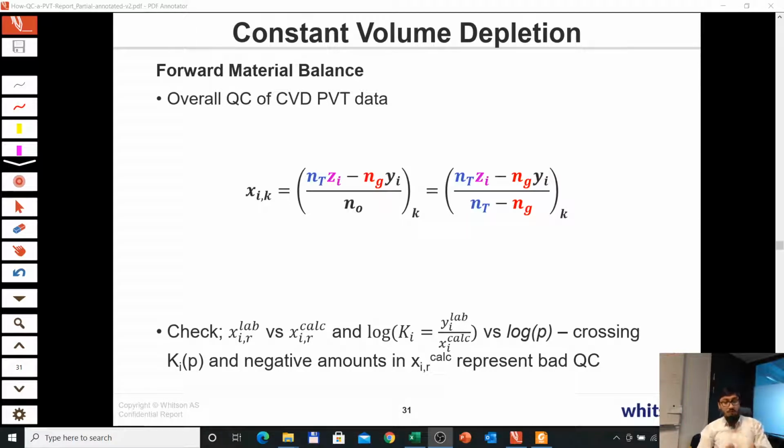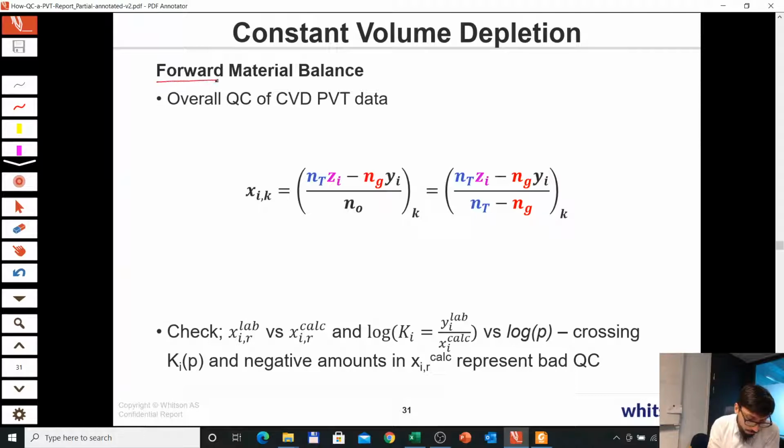Okay, so we started this QC of the CVD data, and then we mentioned that there are two kinds of QC, like two types of material balance. One is forward, and the other is backward material balance. We already covered the backward material balance QC, at least how it can be done, and some important concepts. The next material balance is this forward material balance, for doing the material balance QC of the CVD data.